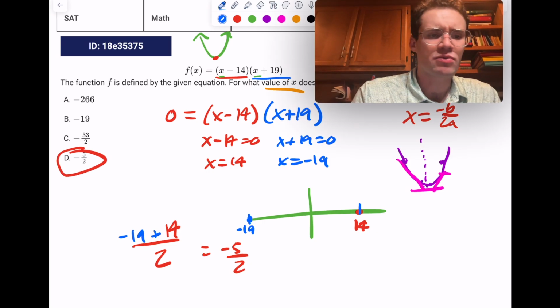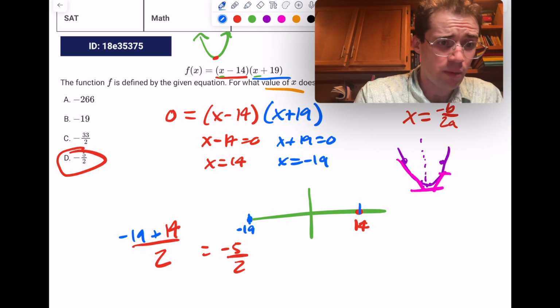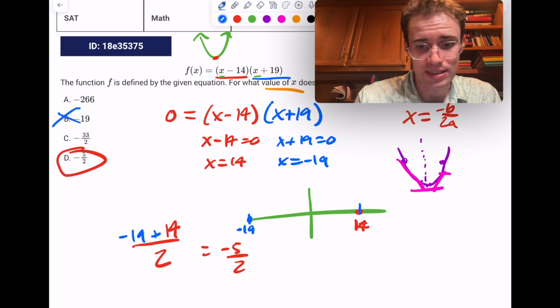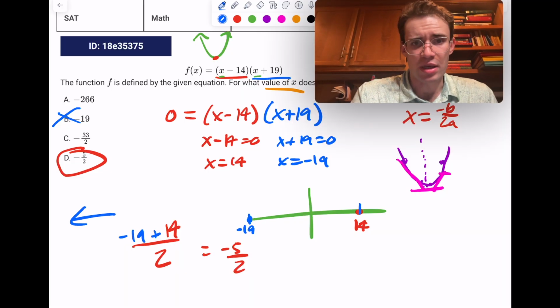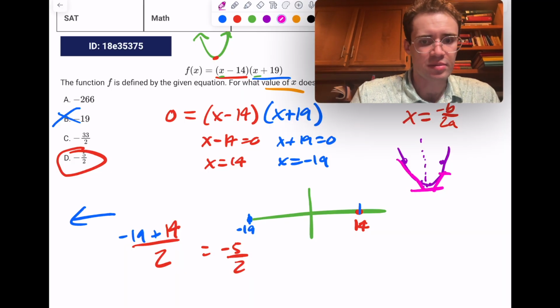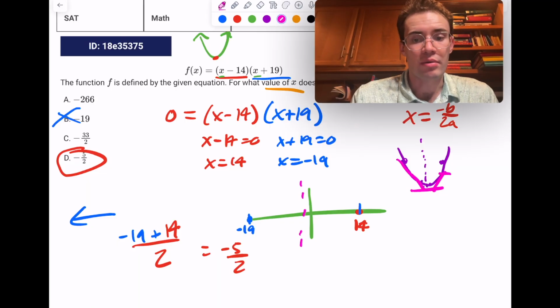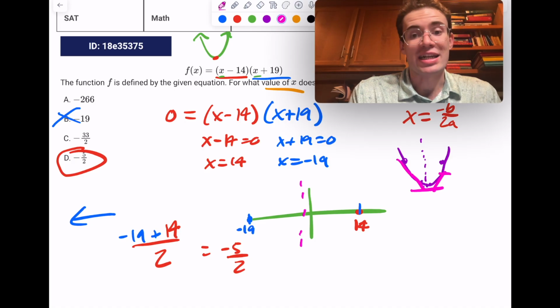And actually, right from the get-go, you could say, okay, it's not going to be negative 19, because the midpoint is not negative 19. It's not going to be negative 266. That's way over that way. That is in no way going to be the axis of symmetry. We know the axis of symmetry is somewhere around there. We figured out it's actually negative 2.5 for the x value.